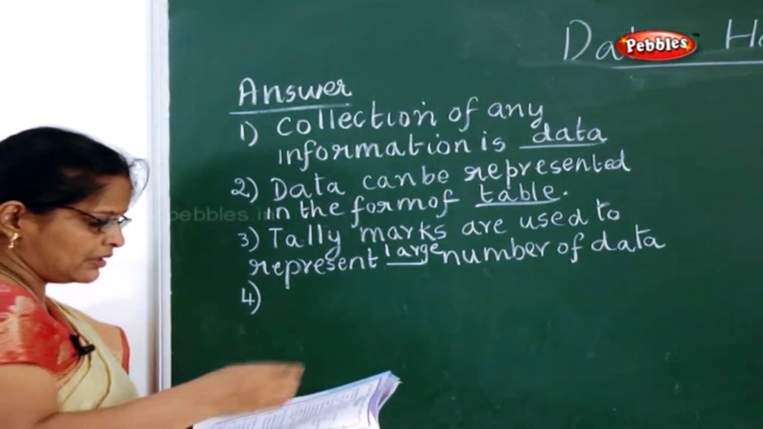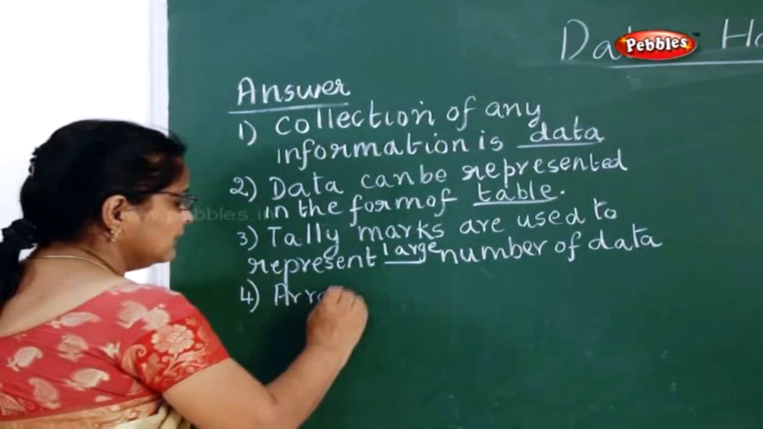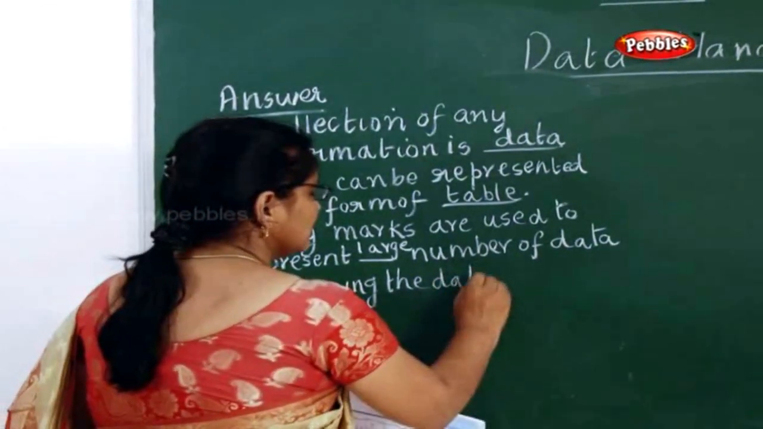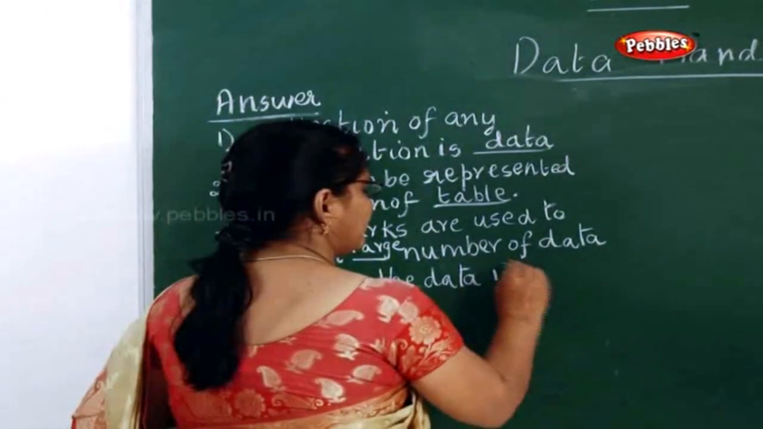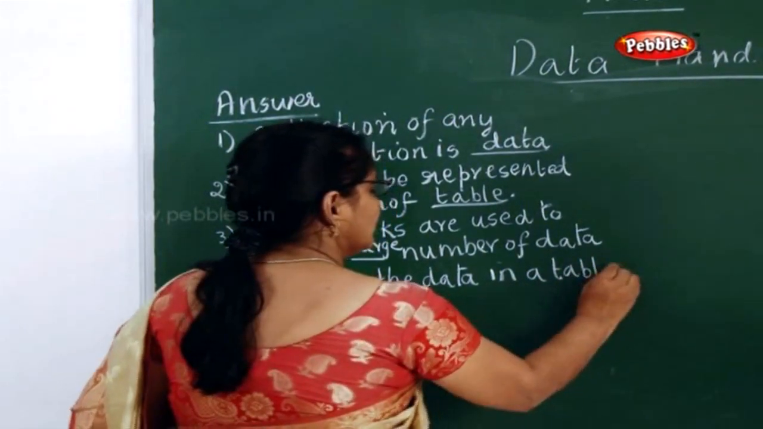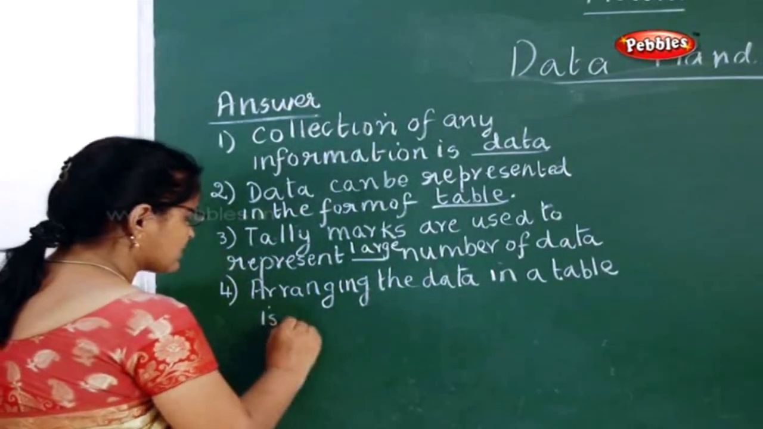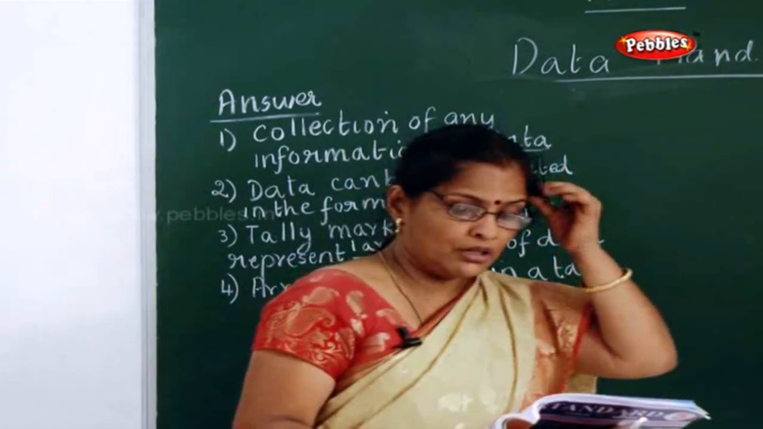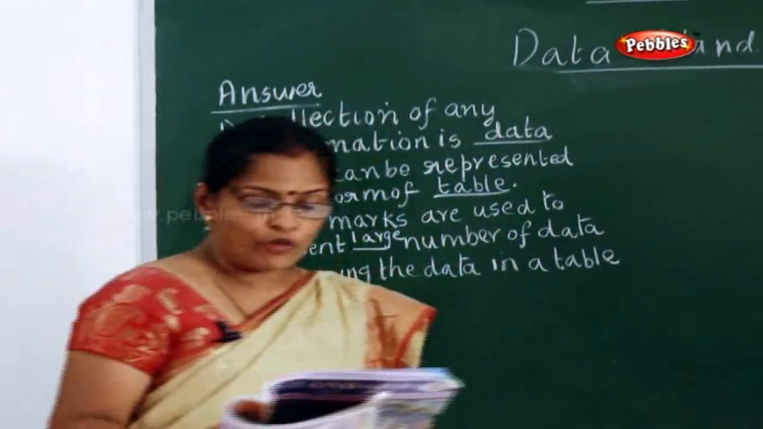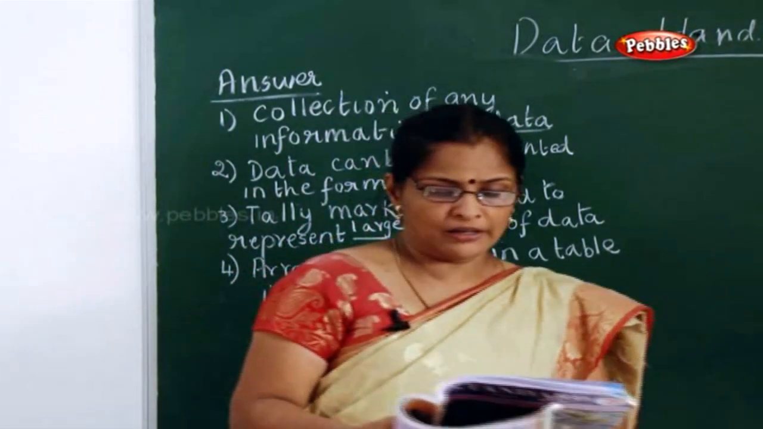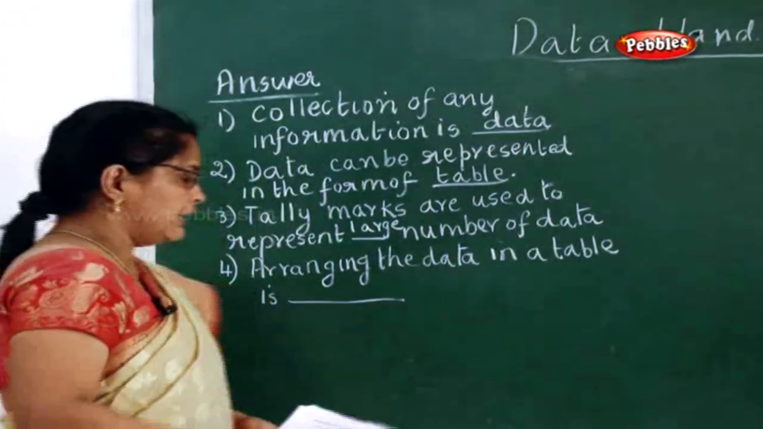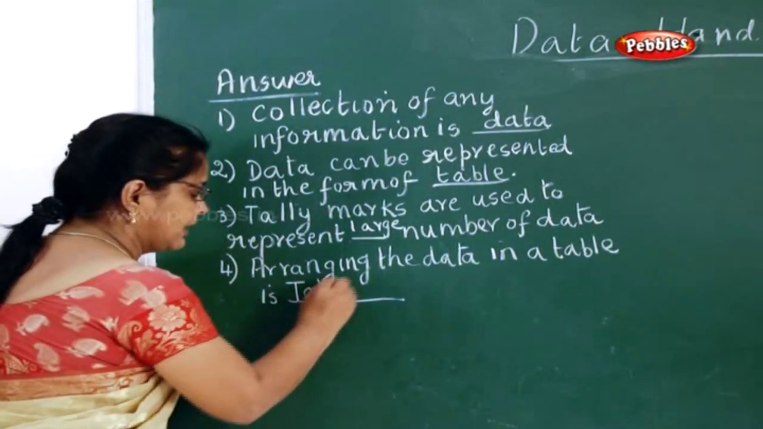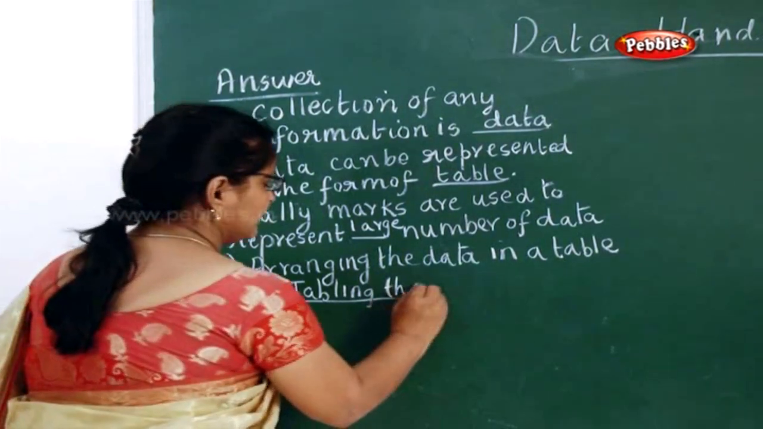Now what is the fourth question? Arranging the data in a table is called dash. Now what are the options given? Collection of information, tabling the data, informing the result or marking the tally marks. Now which one is the right answer? I told you when you want to arrange the data in a table, it is called tabling the data. Tabling the data.